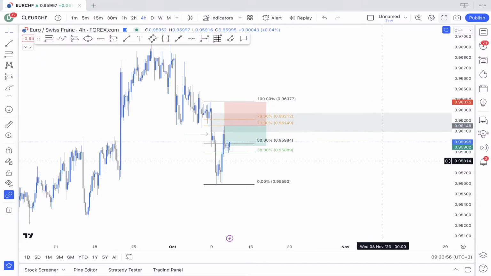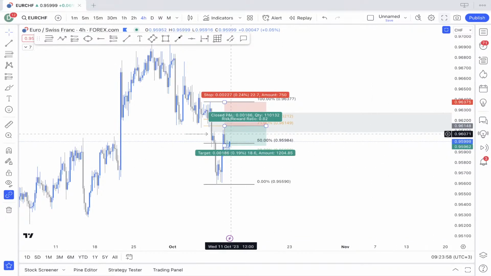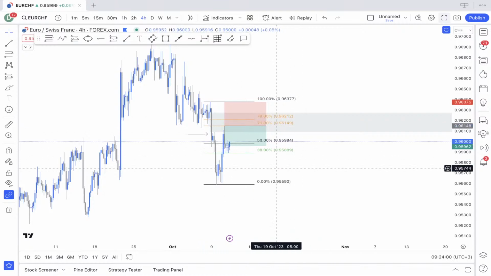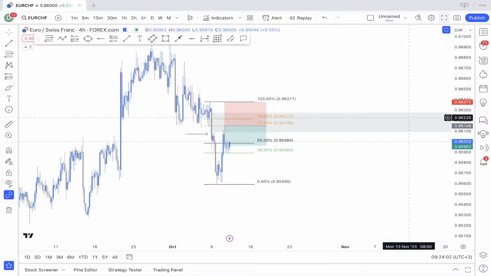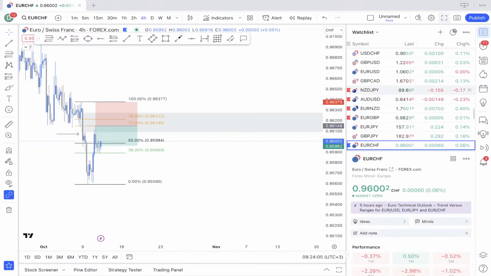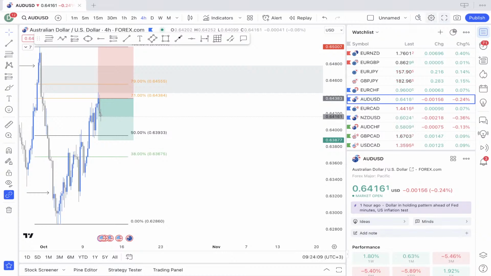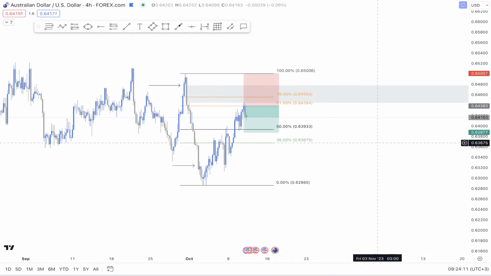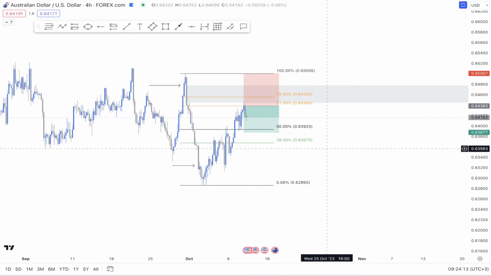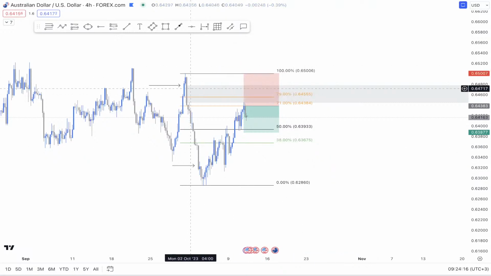After that, I sent it in the Discord, and then a few hours later, it triggered and it smashed TP1 very, very quickly. Okay, so that's about it for this pair. Moving on to AUD USD, another sell limit setup that triggered. Okay, so on this one, real quick, why did we take this setup?